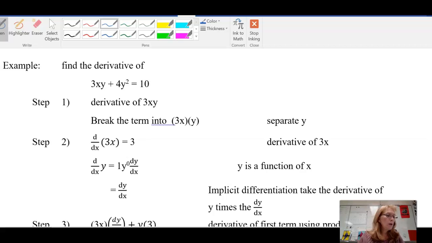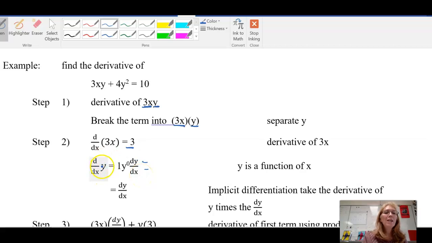So I want to find the derivative of 3xy plus 4y squared equals 10. Now, the derivative, you do this separately. So we're going to break this down into 3x and this into y. We could have put the 3 with a y, it wouldn't have mattered. We do the terms and we do the derivative of each. So the derivative of 3x is 3 with respect to x. Now the derivative of y with respect to x is just 1, but we have to put dy/dx with it, the derivative of y with respect to x, to tell them which variable we used.